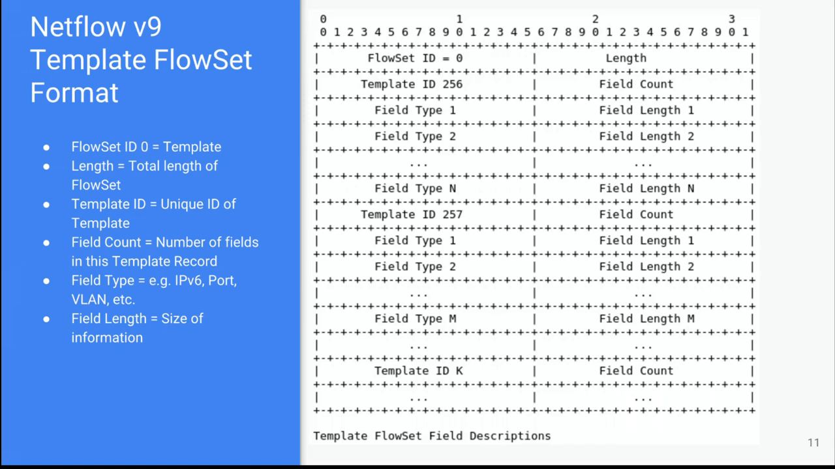What we can see is there's a template ID 256 that says, here's a template with the ID 256, and then it starts. It says this template has field count amount of fields. And then it tells us there's type number 1. For example, this can be a source IP address, and this is 4 bytes long. And then the next field can be an IPv6 source address, and this is actually 16 bytes long. And this is how it describes what the Netflow data packet will look like. And a data packet refers to this template ID, in this case 256, that would be in the data packet. That's how it works.